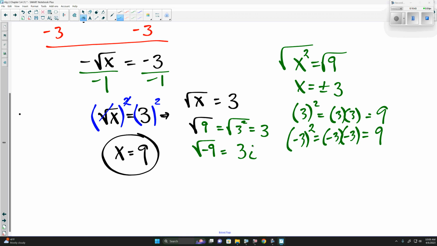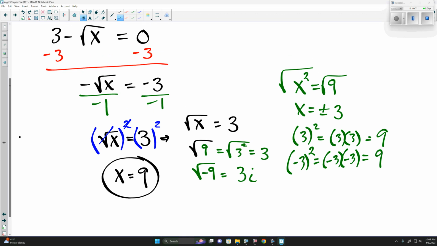Does that make sense? So whenever we're squaring both sides, we don't add the plus or minus. When we square both sides, we don't take the plus or minus. When we square root both sides, or take the even root of both sides, is when we add it. Squaring does not. Does that make sense?